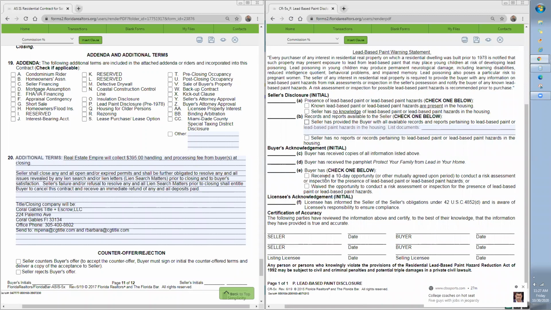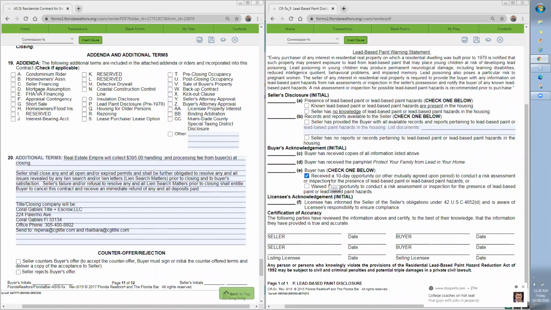So we're going to ask the buyer, hey, this property was built before 1978. So you have an opportunity to do a risk assessment on the property to see if that paint still exists, or waive the opportunity. What would you like to do? If they say they want to do an inspection, then you click that here. That is not part of a regular home inspection. That is a separate inspection altogether that the buyer may need to pay an additional cost for.